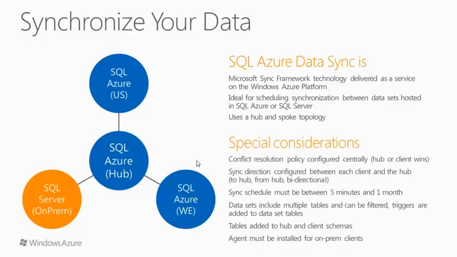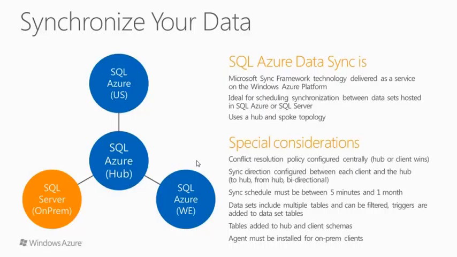So some special considerations here. It does handle conflict resolution between hub and client, so you can specify who wins. The sync direction is configured between each client and the hub, so you can say, is this to hub or from hub, or is it bidirectional? So you specify which direction the synchronization is going.